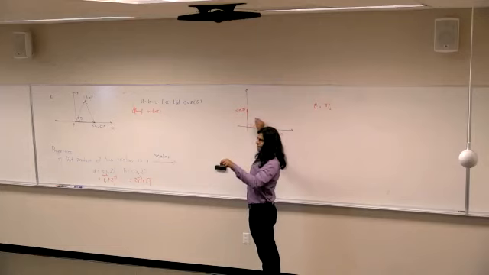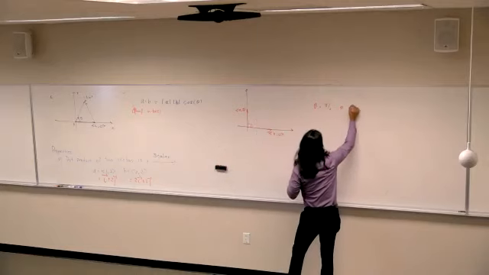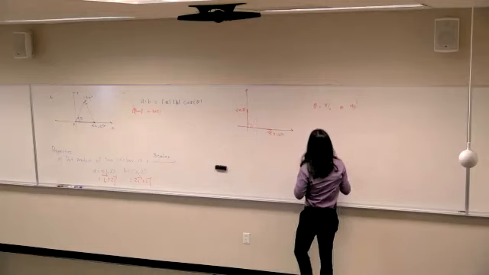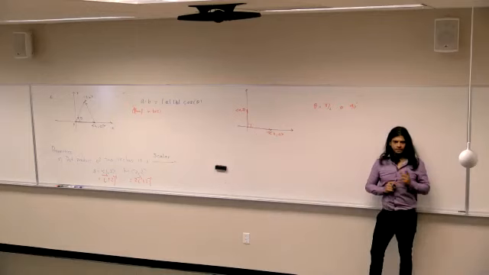Pi over two is in radians. What would that be in degrees? 90 degrees. Good.